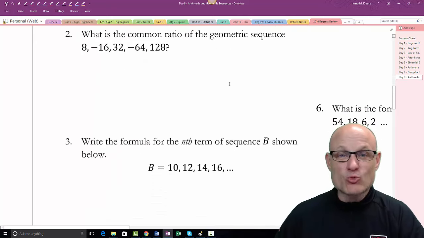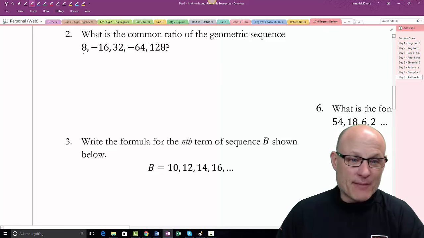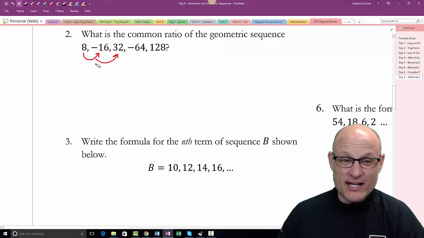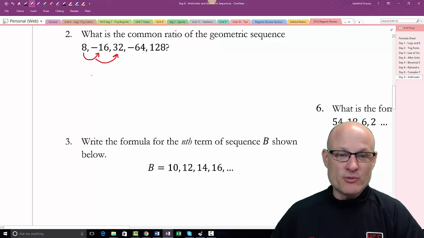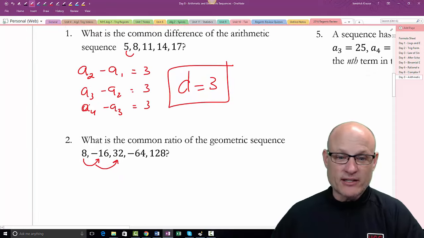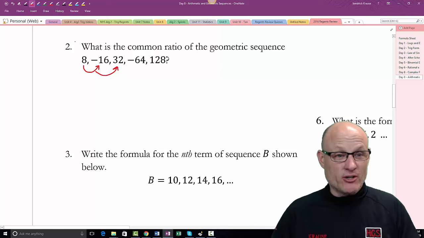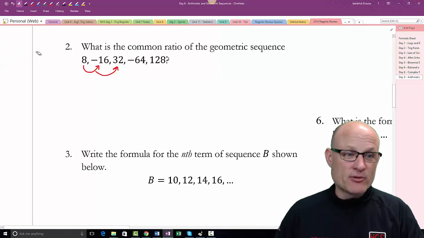What's the common ratio? Now this, they're telling you that we're not adding. I mean, clearly, I'm not going to add something to 8 to get to negative 16, and then add that same thing to get to positive 32. That doesn't even make any sense. So what are we going to do? We're going to multiply by something. The way to figure out what that multiplier is: notice when I found the common difference, I subtracted. When I want the ratio, a ratio is a fraction. You know, this is 1 to 2. That's a fraction. So if you want to find the common ratio, you just divide.